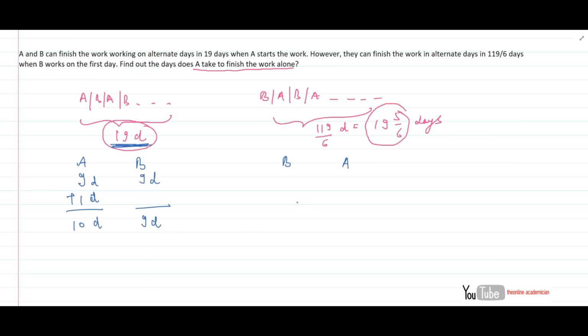And here it is written as 19 and 5 by 6 days. If we write 9 days here and 9 days here, we get a total of 18 days. Now if we add one day here, it will be 19 days total. Now 5 by 6 of the work will be done by A. So B is working 10 days here and A is working 5 by 6 days here.